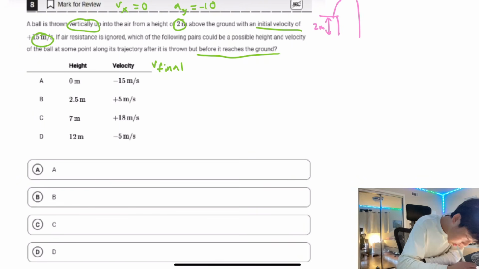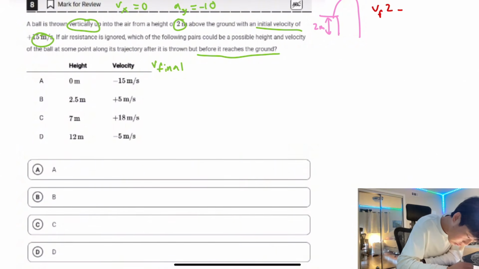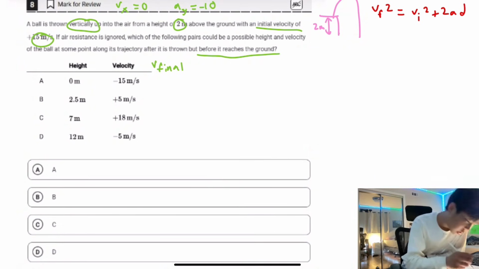Is it the first one? VF equals VI plus AT. Do we have time? No, we don't. So that can't be that one. Is it D equals V initial T plus 1 half AT squared? No, because we also don't have time. So we need to use the only one that doesn't require time, which is VF squared equals VI squared plus 2AD. Okay, so we're going to start plug and chugging.